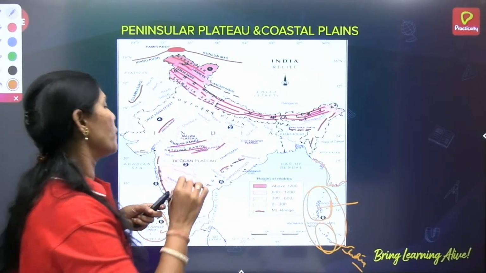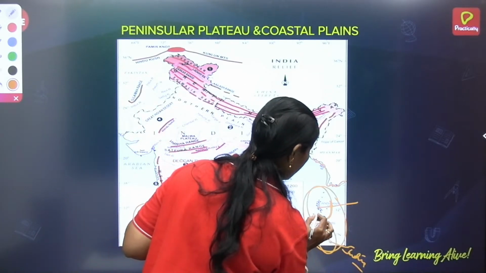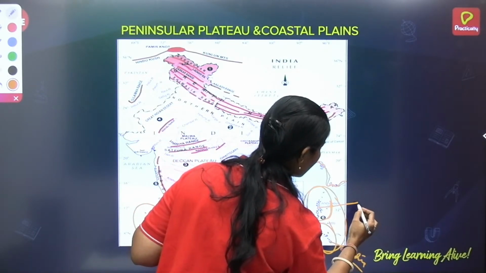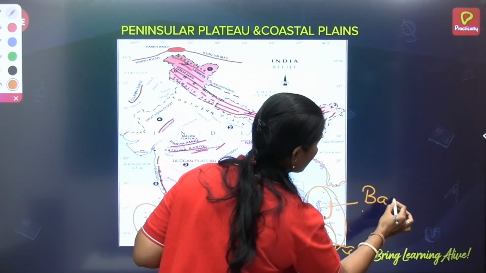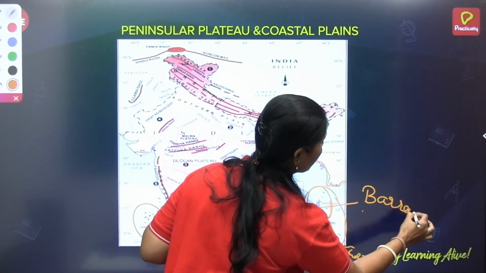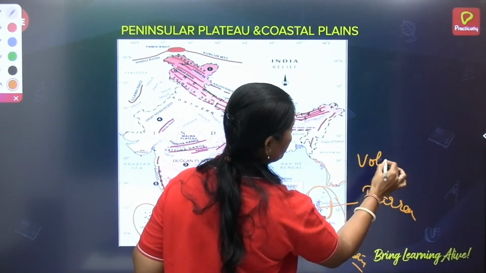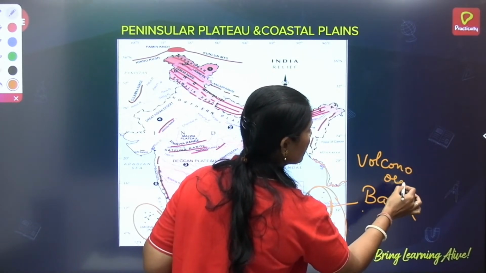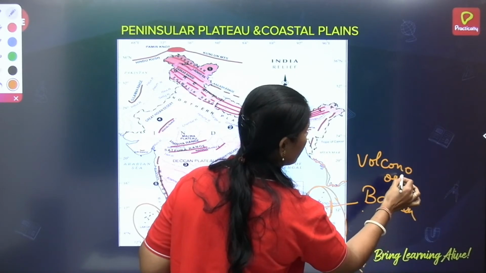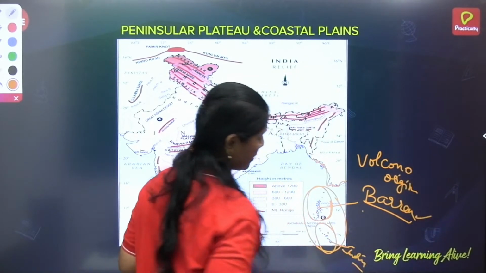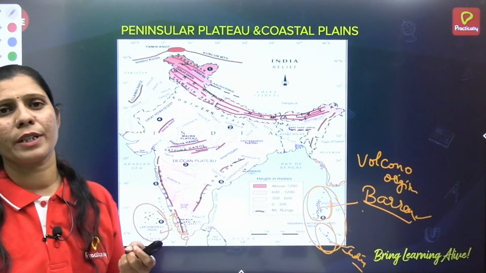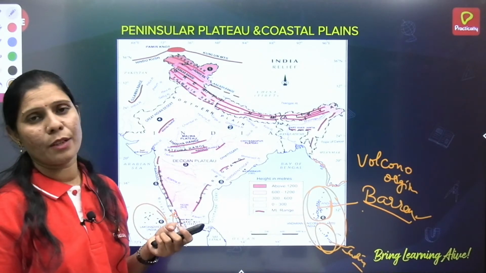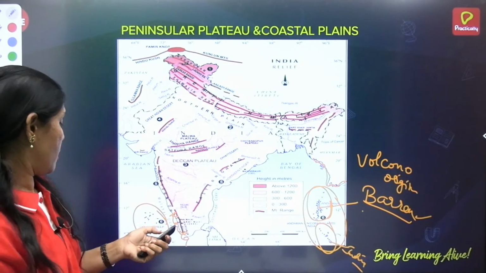Okay, and in the Andaman and Nicobar Islands, there is one island which is well known as a volcanic-origin island. Its name is Barren Island. Barren is an island of volcanic-origin landform.